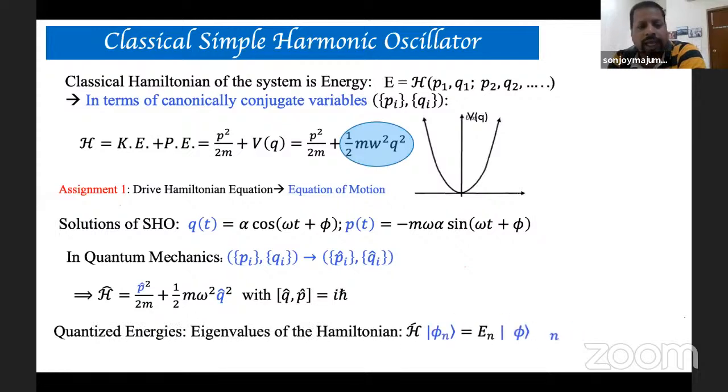So when we get the Hamiltonian operator in terms of the P and Q operators, we'll be able to get, from the time-independent Schrodinger equation, the eigenvalue equation, where we get the quantized energies as eigenvalues. And the corresponding eigenstates will give us a basis for the simple harmonic oscillator. What you see here is that the index n is the quantization. Why this is quantized, I'll try to explain in the next slides.